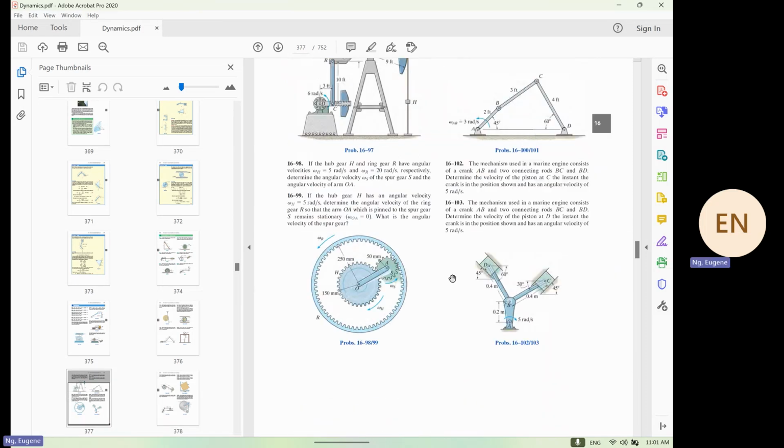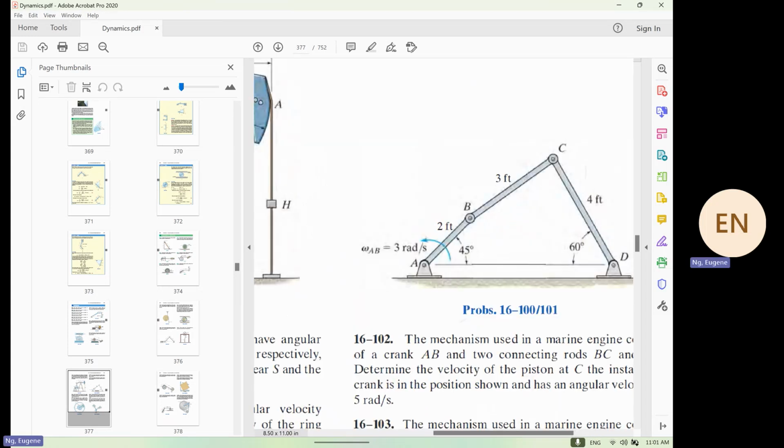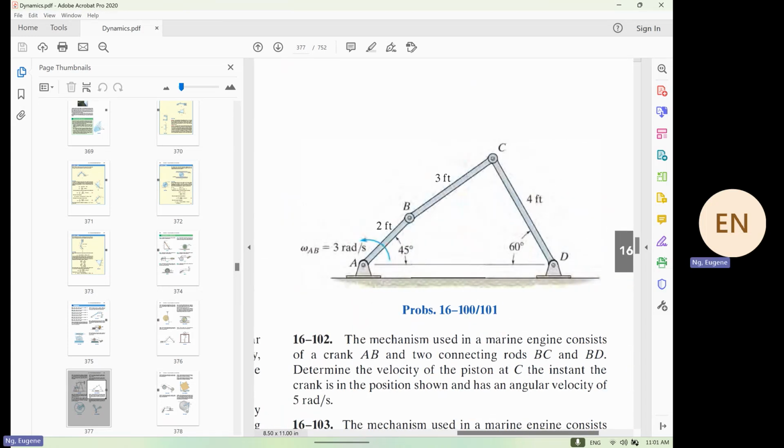We are going to do one of the worst problems. We're going to pick this problem over here. Can you see that? So we're going to do a problem like this, and this problem is interesting. It really tests your concept, whether you are able to bring things from the real world into the instantaneous center and back to the real world. So we're going to do this example.